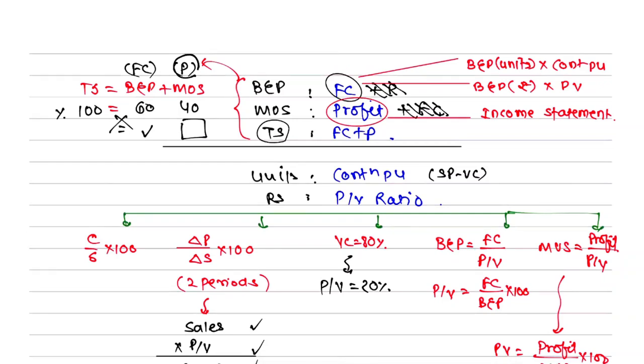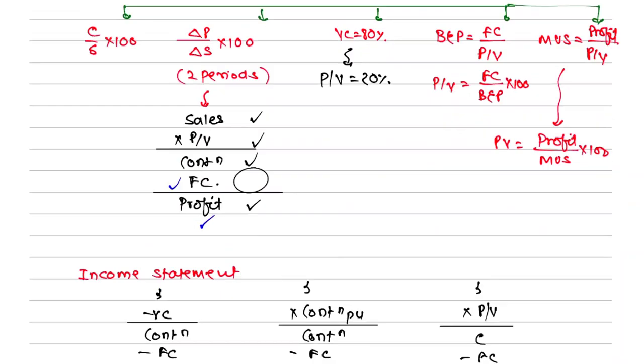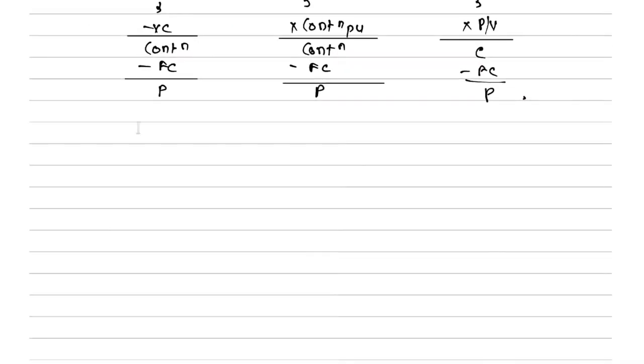Okay, so this was all about your basic questions which were there. Now a few points which you need to remember. If the question says that selling price has increased by 10%, please increase only the selling price. It means no change in variable cost per unit. If the question says selling price has increased, increase only the selling price.